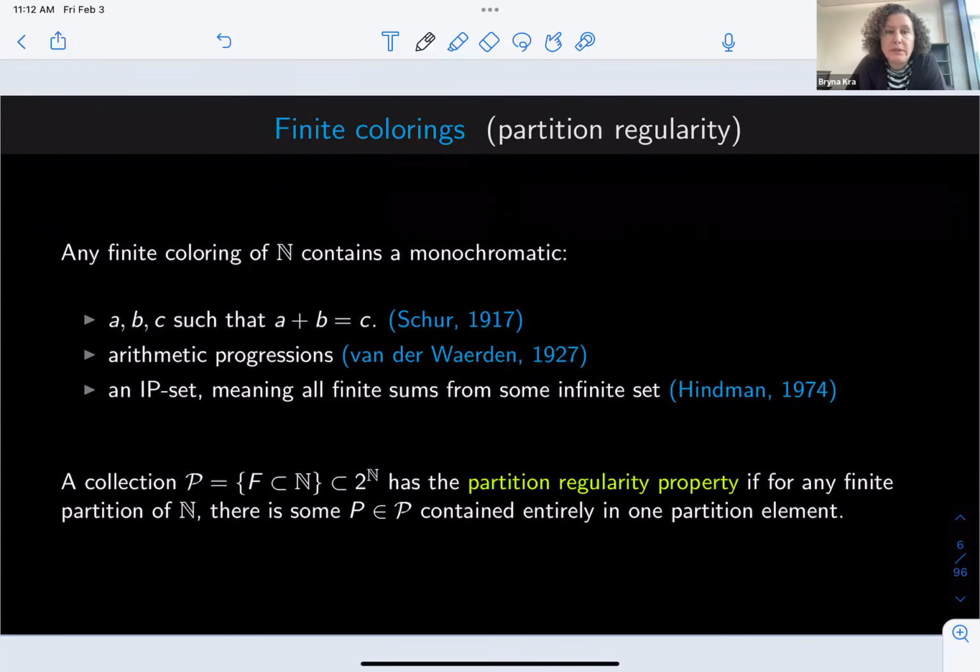So let me give you a general definition, and please stop me if you have questions. Don't wait till the end to interrupt. A collection of subsets of the integers is said to have the partition regularity property if whenever you look at a finite partition or finite coloring, there is one P in the collection that is all in one element of the partition. For example, P being arithmetic progressions, that's exactly van der Waerden's theorem.